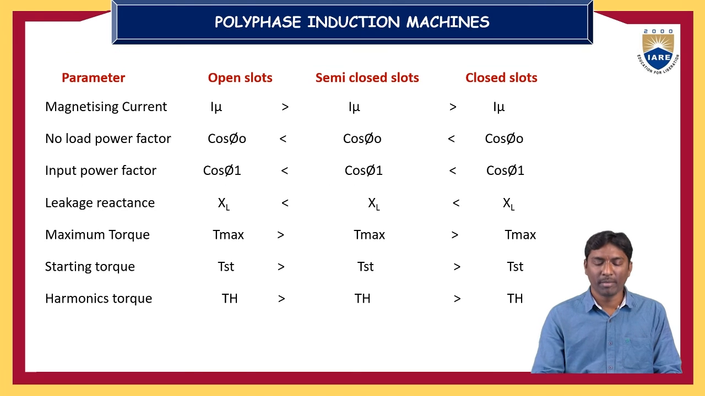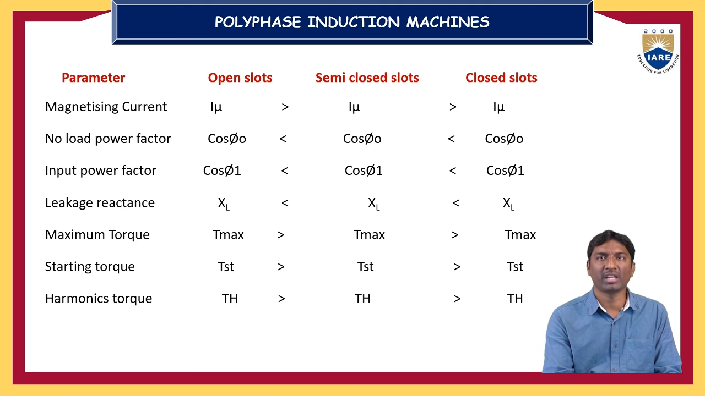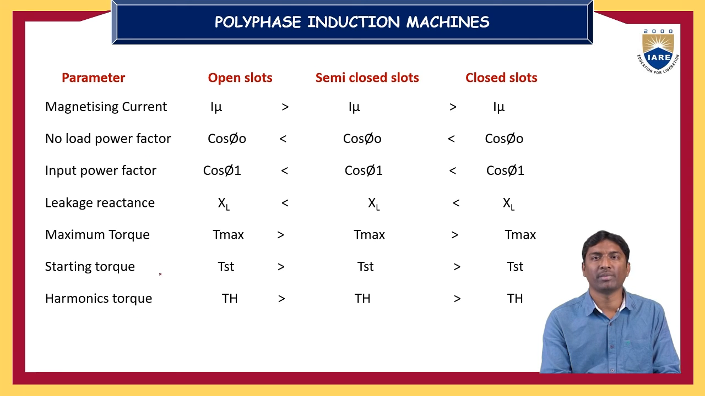Now you can observe how some parameters vary in case of the open type slots, the semi-closed slots and the closed slots. What are the parameters I am taking here? The parameters are magnetizing current, no load power factor, input power factor, leakage reactance, maximum torque, starting torque and harmonic torque. Then I am comparing these parameters in the open type slots, the semi-closed slots and the closed slots.